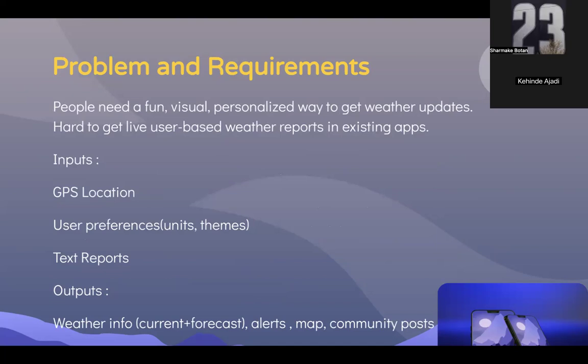Problems and requirements. People need a fun, visual, personalized way to get weather updates. It is hard to get live user-based weather reports in existing apps. Some of the inputs are GPS location, users' preferences like units and themes, and text reports. The outputs are current info, forecast, alert, map, and community post.